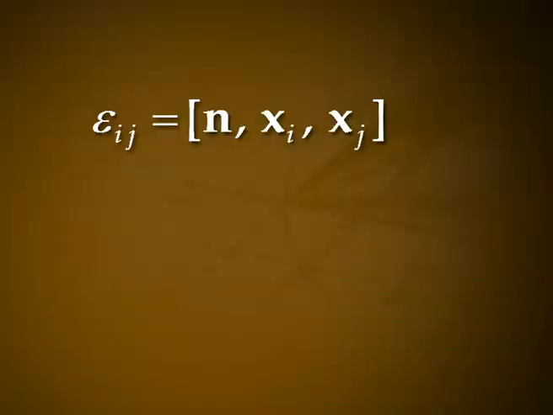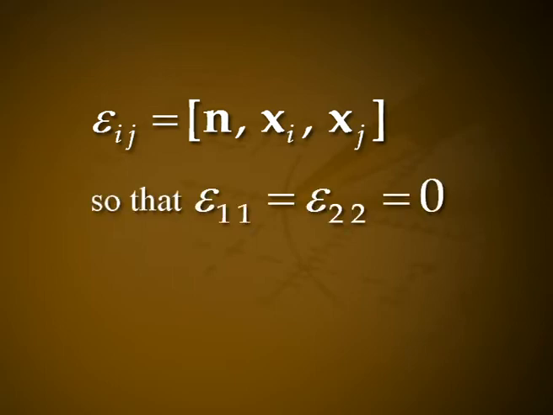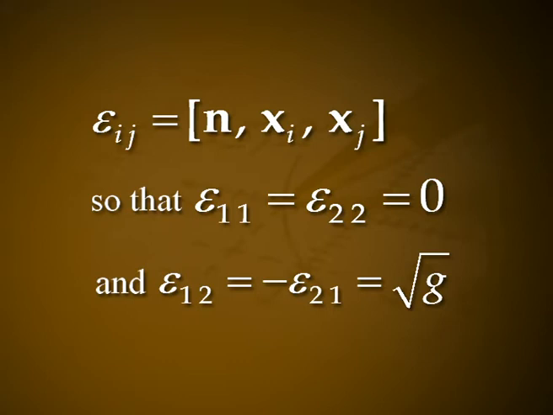Proposition 3. The geodesic curvature of a surface curve is intrinsic. Proof. Let ε_ij be equal to the inner product of n and x_i cross x_j, so that ε_11 is equal to ε_22 is equal to 0 and ε_12 is equal to minus ε_21 is equal to the square root of g. Since ε_ij is either 0 or depends only on g, ε_ij is intrinsic.